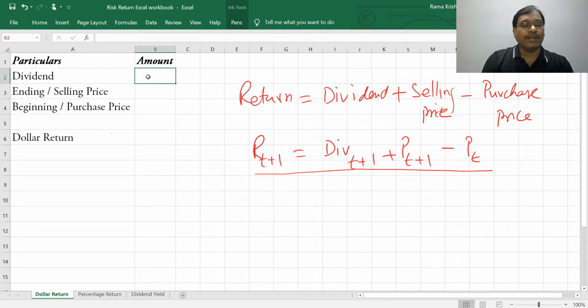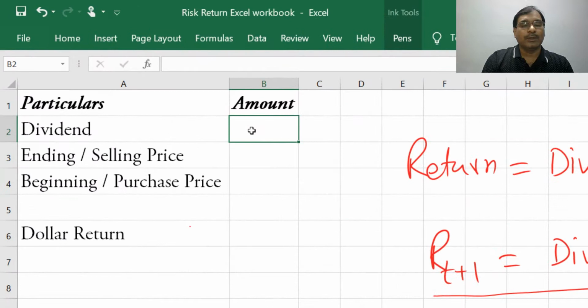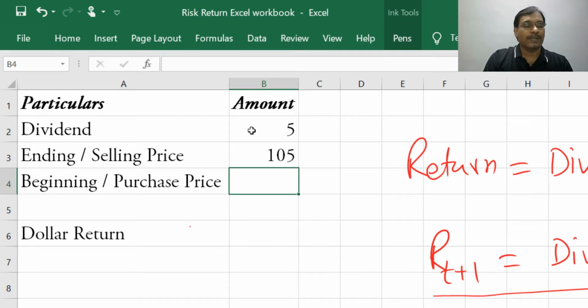Now in the dividend amount, you enter the dividend amount that you received from your investment in the share. Suppose you received a dividend of rupees on a particular share. So you write 5 rupees here. And then your ending price or the selling price of this stock, currently the stock is trading at, let us say, 105. And then your beginning price or purchase price of this stock is 98.